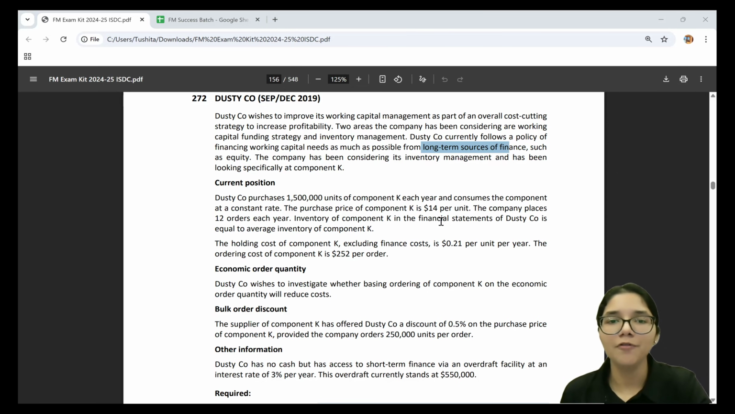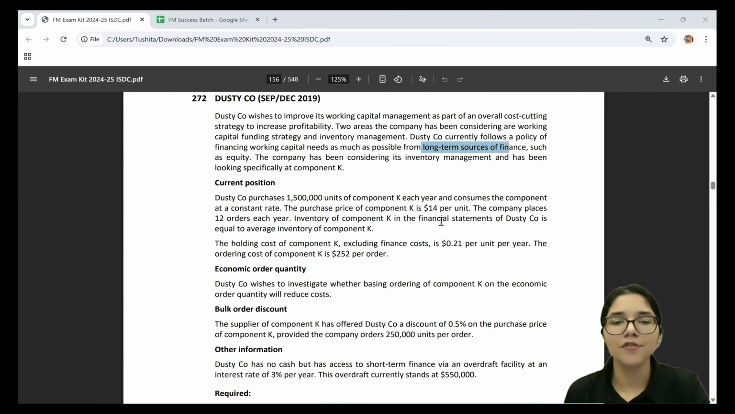Right. Now, moving forward, they are telling you the current position. This is what will help me find out the very first part of my requirement. The current position is such that Dusty Company purchases 1.5 million units of component K each year and consumes the component at a constant rate. The purchase price of component K is $14 per unit. The company places 12 orders each year. Inventory of component K in the financial statements of Dusty Company is equal to the average inventory of component K.